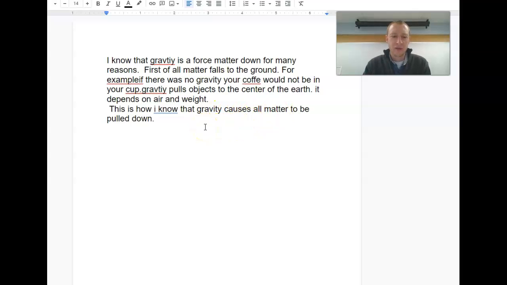So just in reading that the first time, I noticed there are some sentences that don't really make sense. As you can also see, there's lots of spelling errors. So let's just take it one sentence at a time and see if we can improve. So first sentence, this is the intro. I know that gravity is a force matter down for many reasons. So first of all, obviously this is spelled wrong.